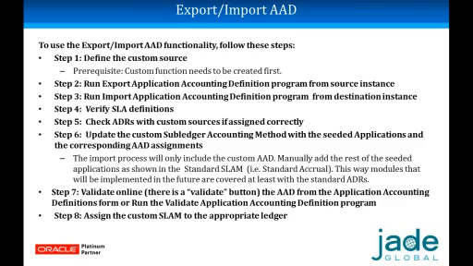The next step is to validate online, or you can run the Validate Application Accounting Definition program. Either way will work. And the last step is to assign the custom Subledger accounting method to the appropriate ledger.